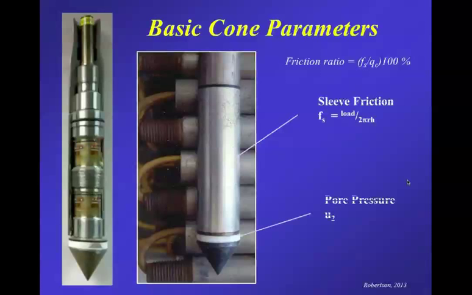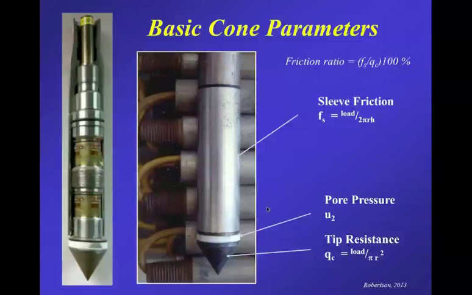So just a reminder again of the basic components of the cone. Most cones measure two or three things. All electric cones measure the tip resistance, which is the load on the tip divided by the cross-sectional area to give you the tip resistance in units of stress. And then they also measure the sleeve friction, which is the load of the soil passing the sleeve, which divided by the surface area gives you the frictional stress.